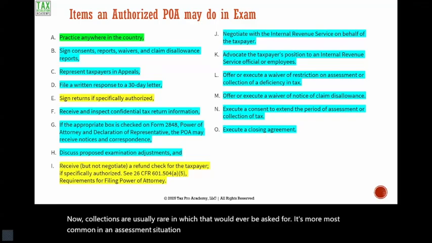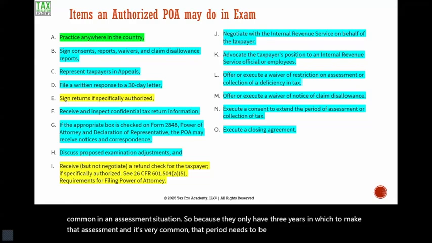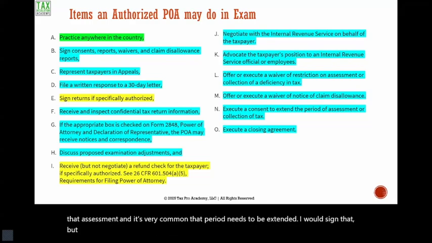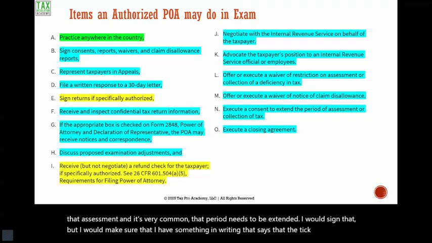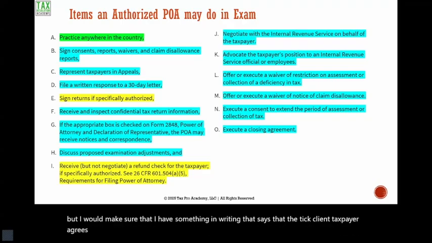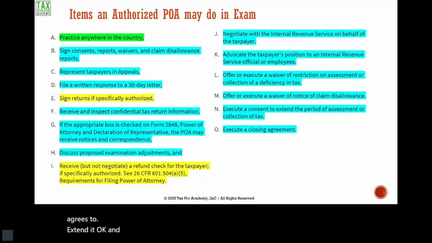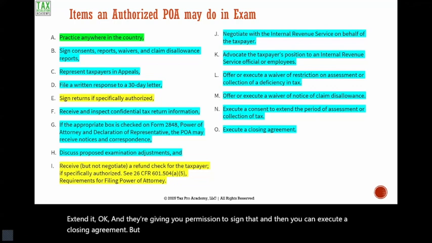Because they only have 3 years in which to make that assessment, it's very common that that period needs to be extended. I would sign that, but I would make sure that I have something in writing that says that the client taxpayer agrees to extend it, and that they're giving you permission to sign that. And then you can execute a closing agreement, but again, that would also be something I would not sign.